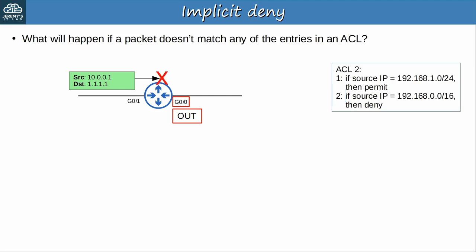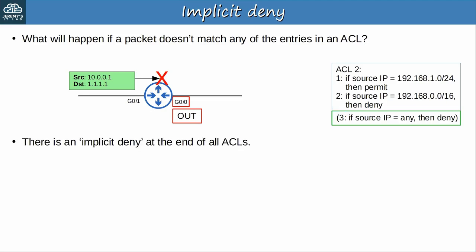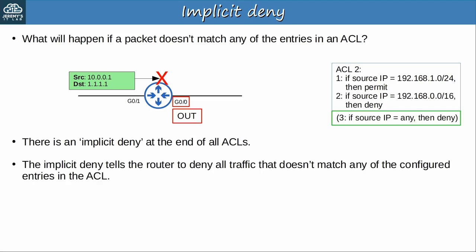This is what we call the implicit deny. Even though there is no entry in the ACL telling the router to deny the packet, it's like there is an invisible entry at the end. If source IP equals any, then deny. This is true for all ACLs. To summarize this point, there is an implicit deny at the end of all ACLs. This tells the router to deny all traffic that doesn't match any of the configured entries in the ACL. Always be aware of the implicit deny when configuring ACLs, or you might deny traffic that you didn't want to deny.